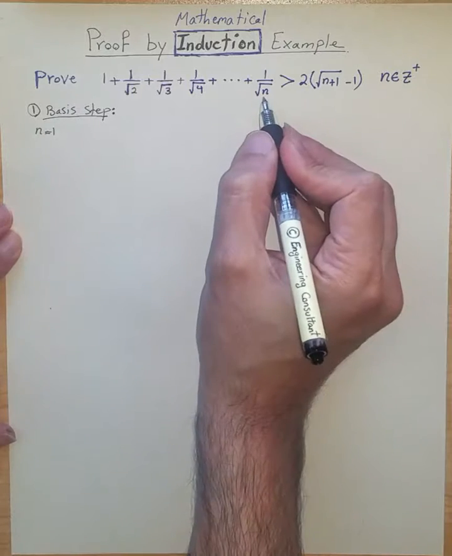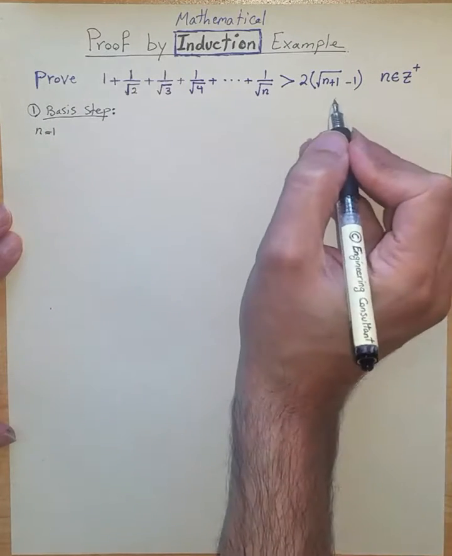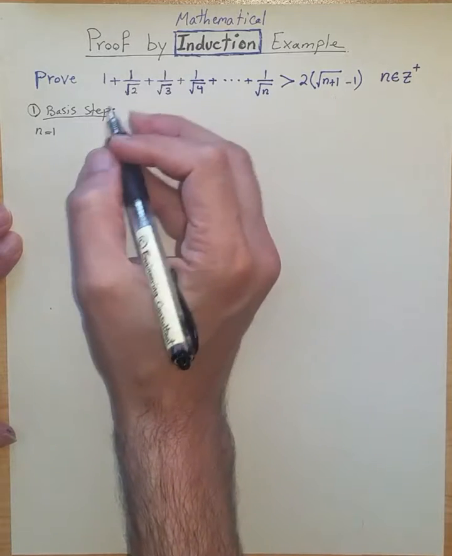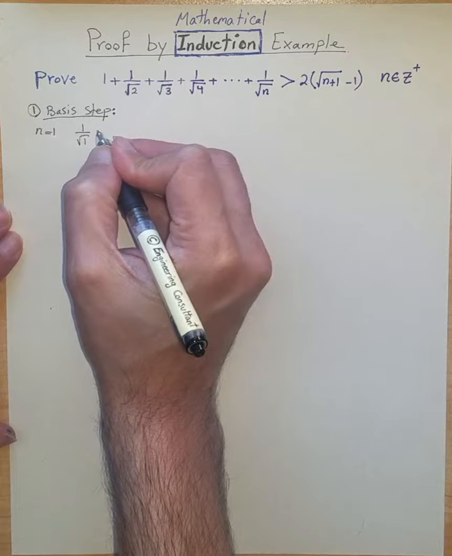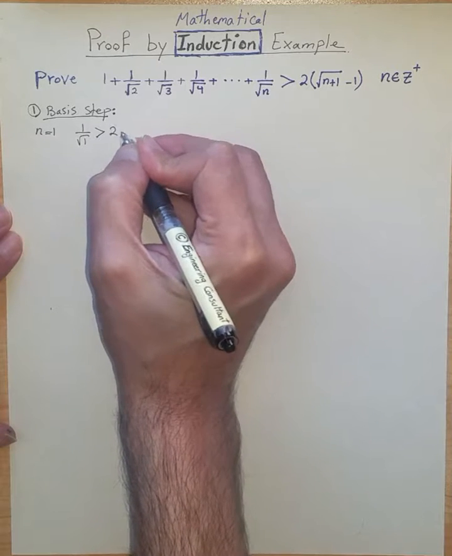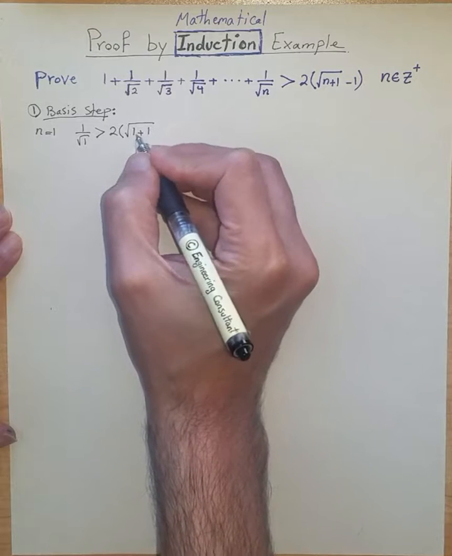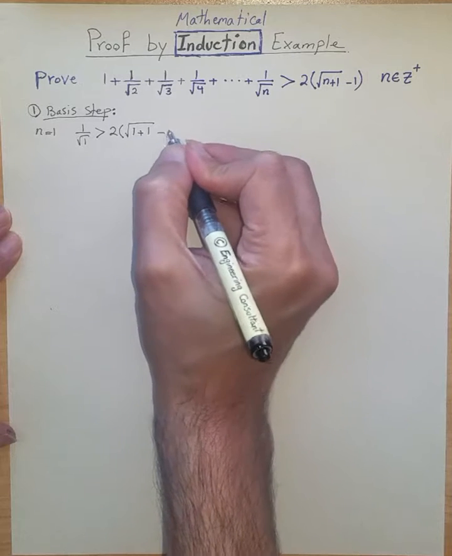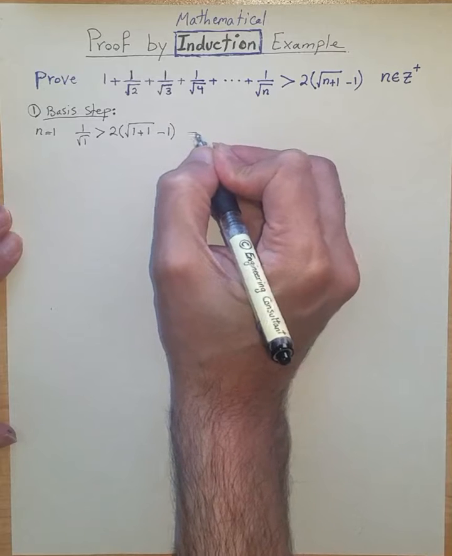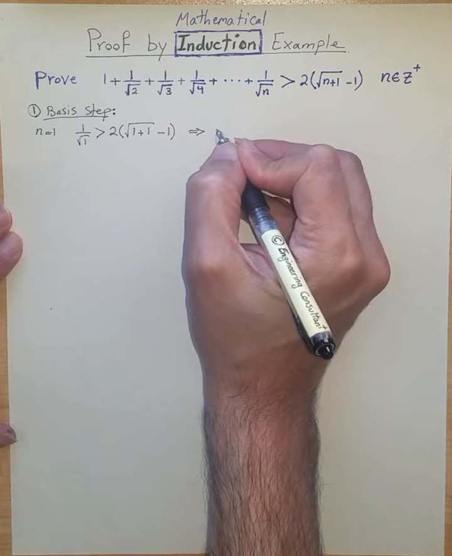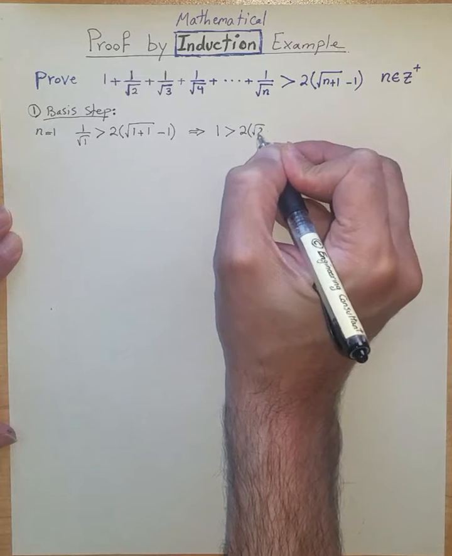In that case, n is 1, so on the left-hand side of this inequality, we have just 1. So we have 1 over square root of 1 on the left-hand side. It should be greater than 2 times square root of 1 plus 1 minus 1. I just replaced n with 1. So let's check this. On the left-hand side we have 1. On the right-hand side we have 2 times the square root of 2 minus 1.